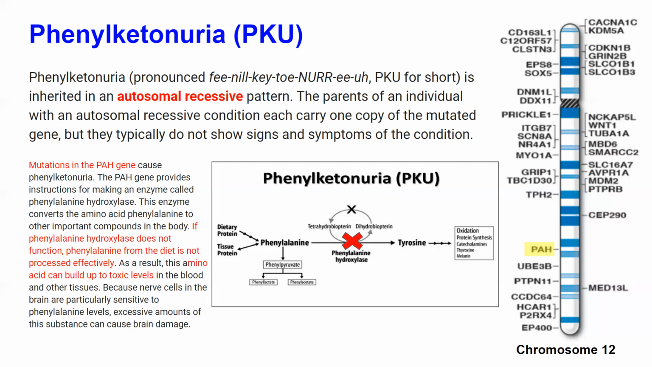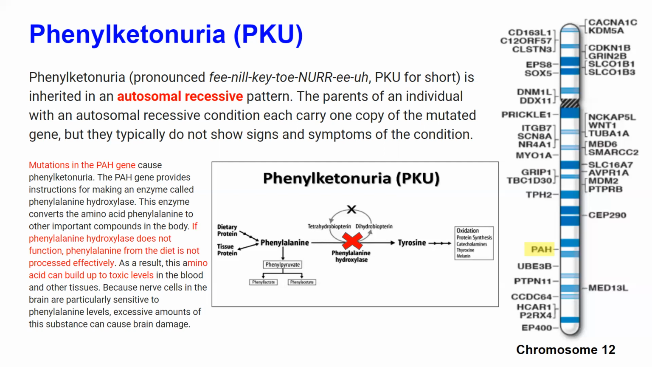Almost kind of like the idea of cystic fibrosis, where the mucus builds up because the proteins aren't functioning. This, again, is a protein that's not functioning. So we have a buildup of phenylalanine. As a result, this amino acid can build up to toxic levels in the blood and other tissues.